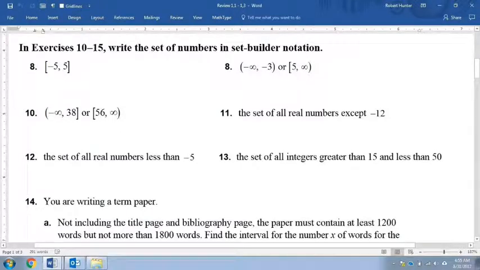All right. In exercises 10 through 15, actually, this should say 8 through 13, but whatever. Again, the problem with doing things yourself. Write the set of numbers in set builder notation.